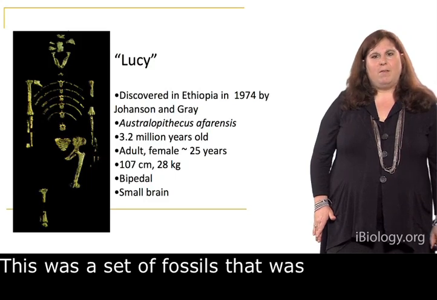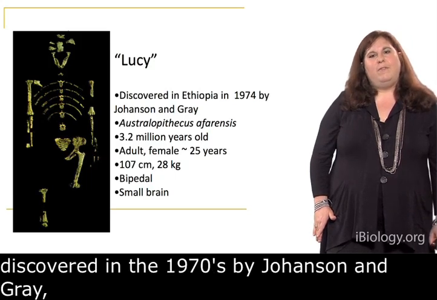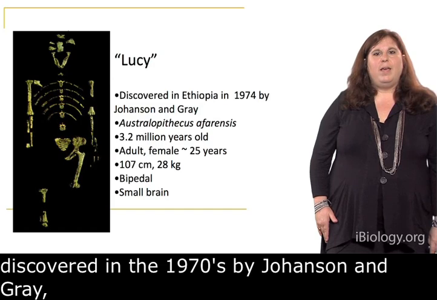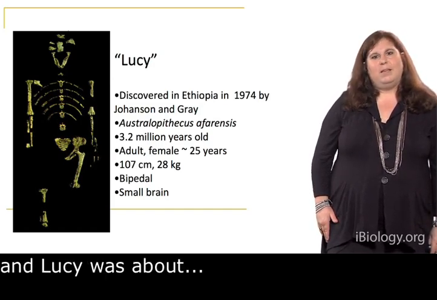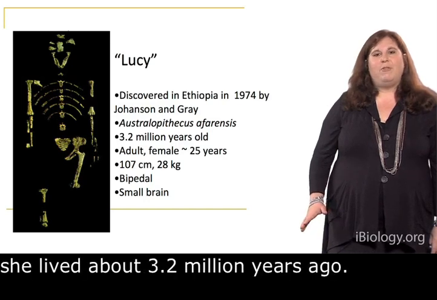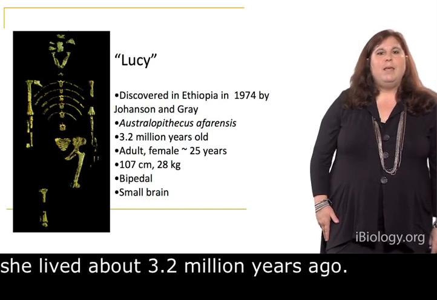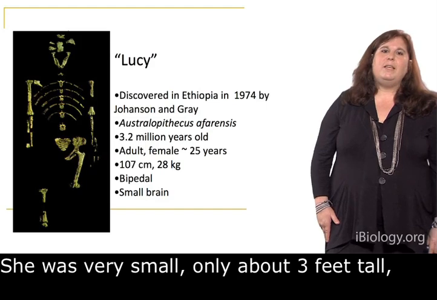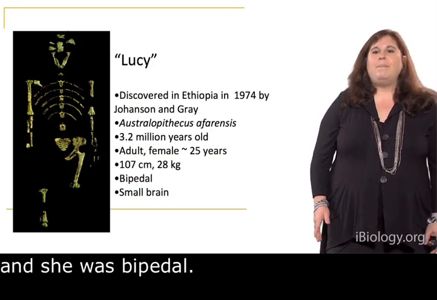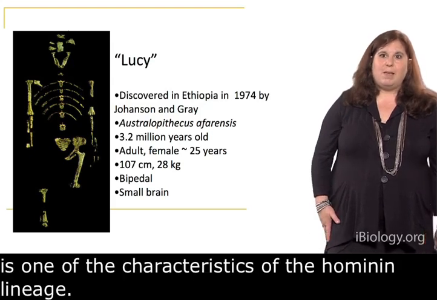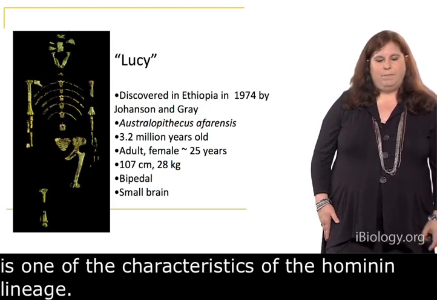Here's one of the best examples of Australopithecus afarensis. This was a set of fossils that was discovered in the 70s by Johanson and Gray, named Lucy. She lived about 3.2 million years ago. She was very small, only about 3 feet tall. She had a very small brain, and she was bipedal. And being bipedal, in fact, is one of the characteristics of the hominin lineage.